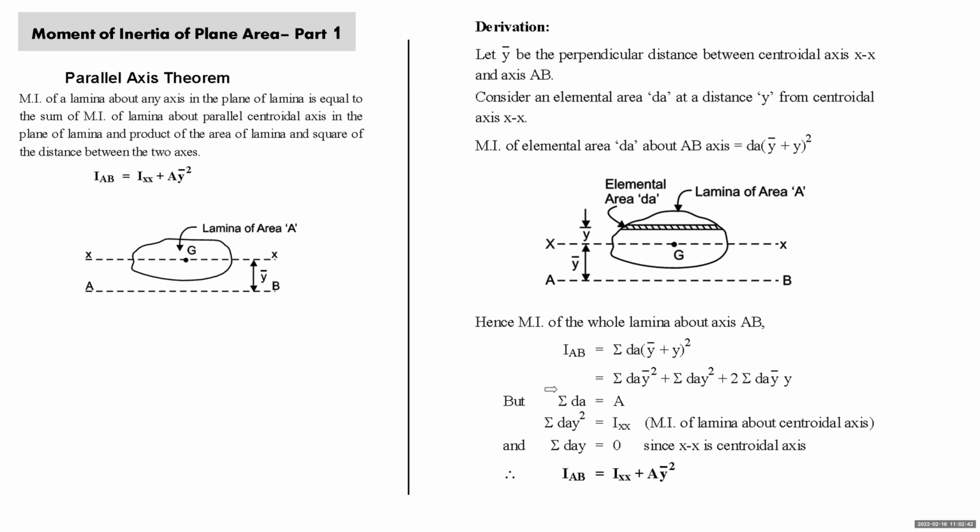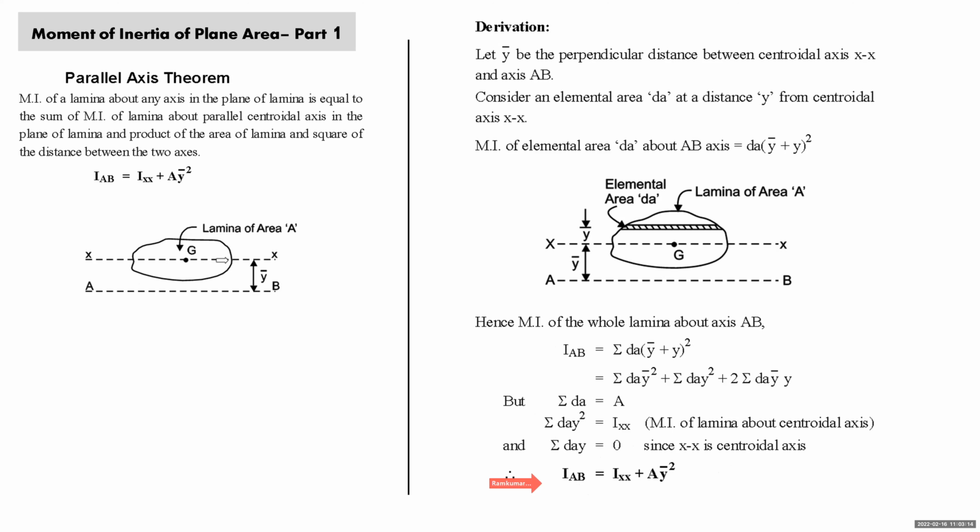We know that summation dA is the total area. Summation dA y square is IXX, the moment of inertia of the lamina about the centroidal axis. Since XX is the centroidal axis, the first moment of area is 0. This summation dA y is 0 since the x-axis is the centroidal axis. So finally, we prove that IAB is equal to IXX, plus A y bar square, and this term is 0. So this way, students, we prove that IAB is equal to IXX plus A y bar square.